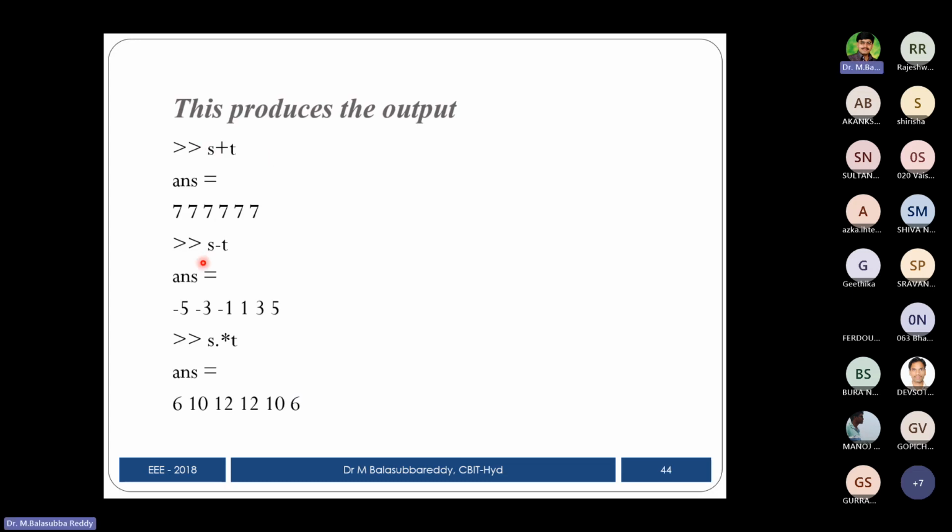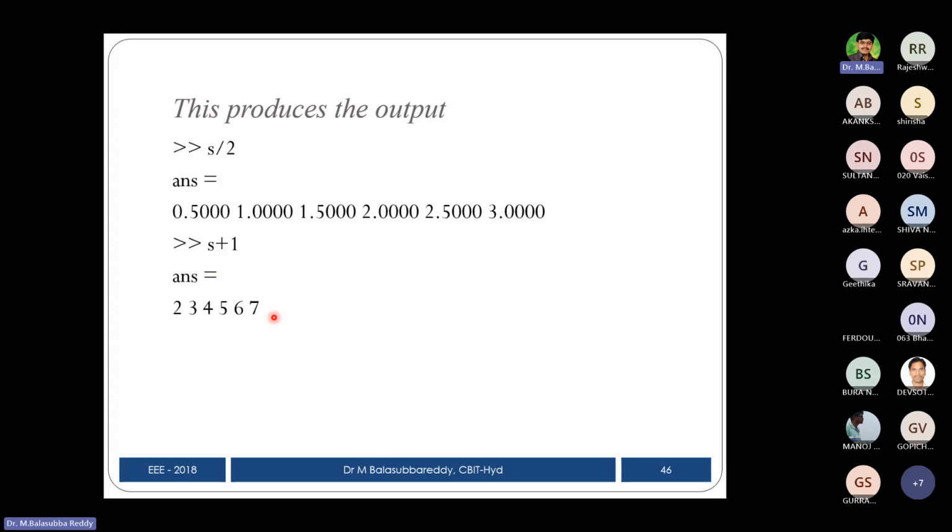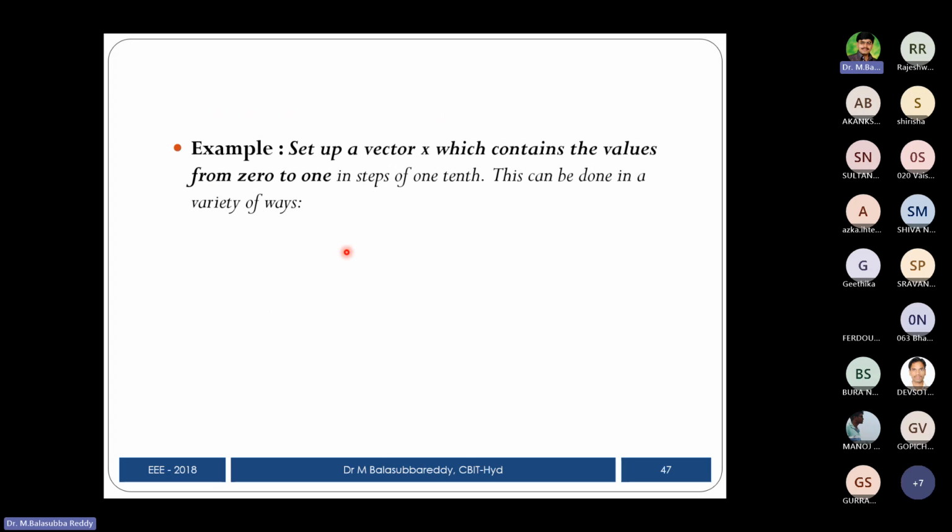See, s plus 2, s is a normal operation. Now for multiplication, as I said, the dot is required, so each element of s is multiplied with each element of t. Division is also element-wise, and power also applies to each element of s squared. That will result in this. And then you can see this one.